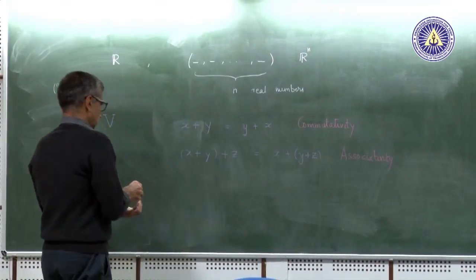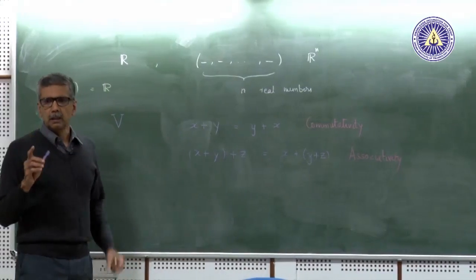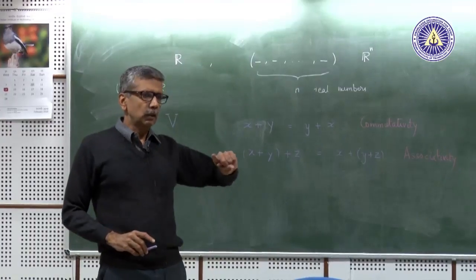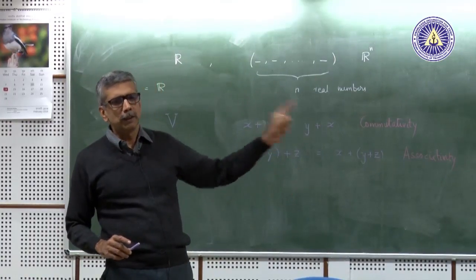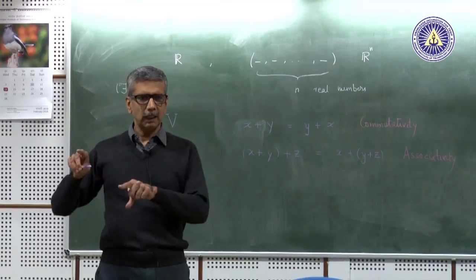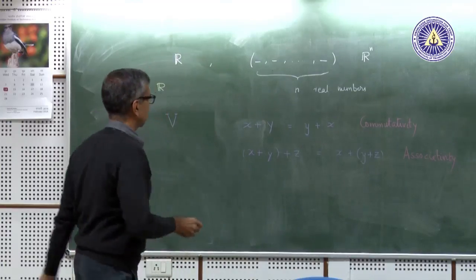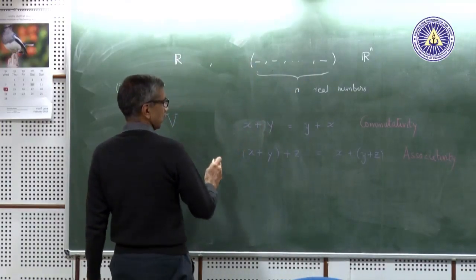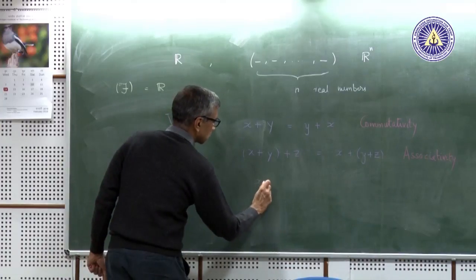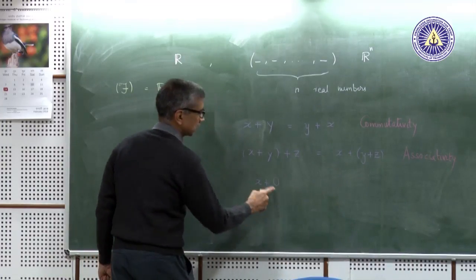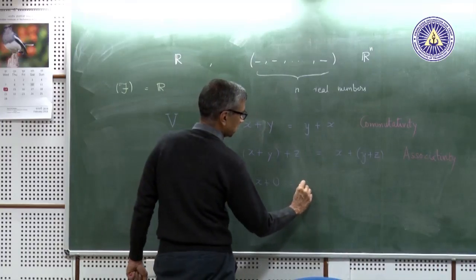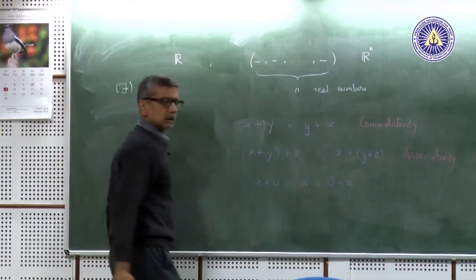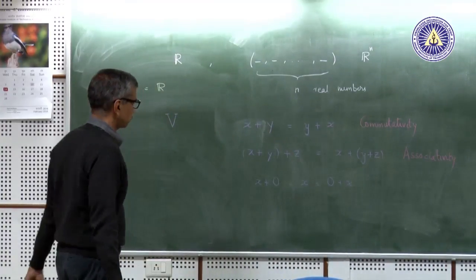Now there is a special element in this Rn, which if you add to any other element, would give you the other element. That is, x plus that element will always give you x. What is that element here? It is the 0, 0, 0, 0, 0 element. I will call it 0 itself. So there is a unique element 0, such that x plus 0 equals x, the same as 0 plus x, because it's commutative.